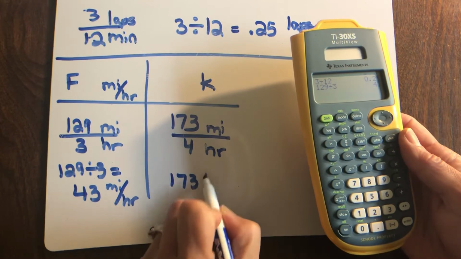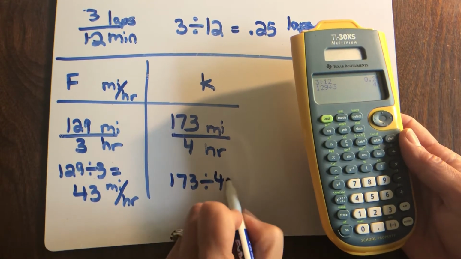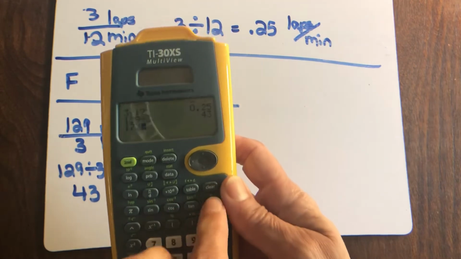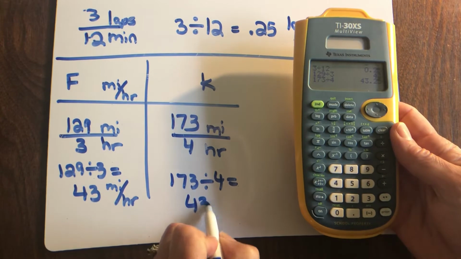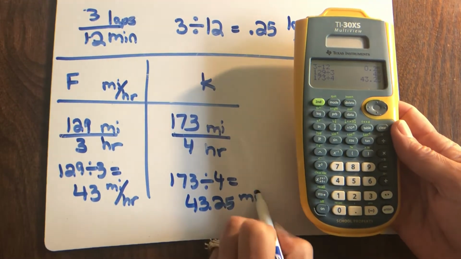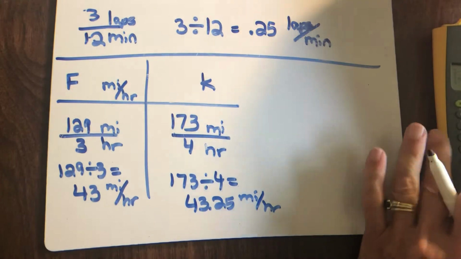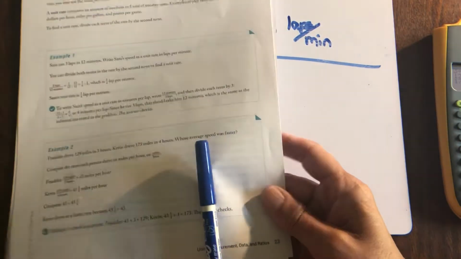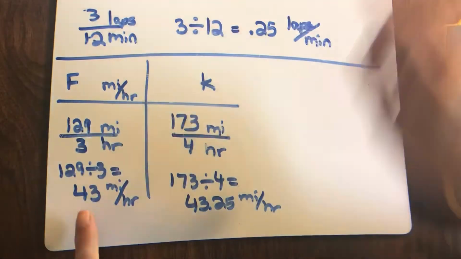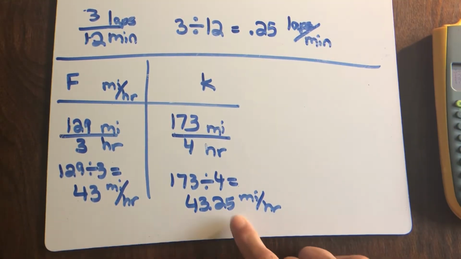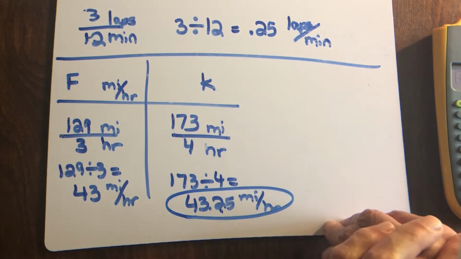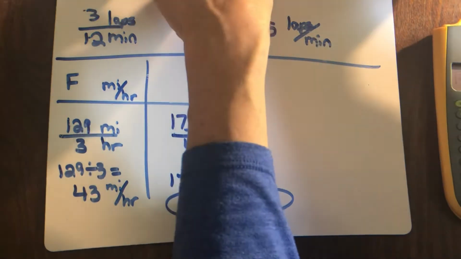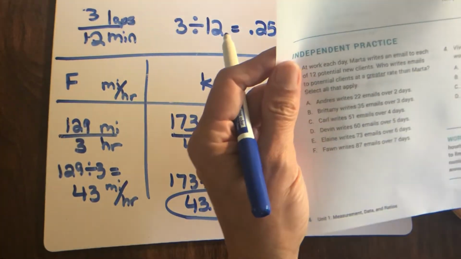We look at Kevin. We have top divided by bottom. That's the way we work that. 173 divided by 4, and we get 43.25 miles per hour. And then we go back to the question, whose average speed was faster? So who was faster, Franklin or Kevin? Well, if your speed is higher, that means you went faster, so Kevin went faster. All right, now let's just do a couple more problems that are kind of long and cumbersome.